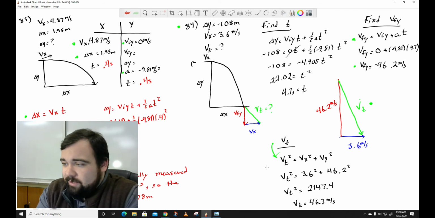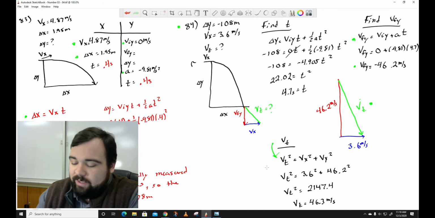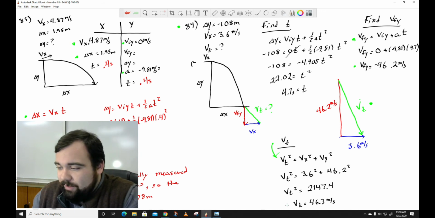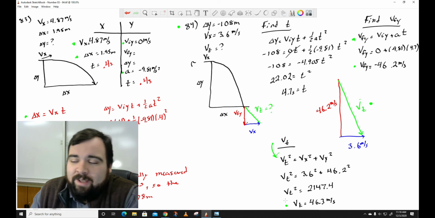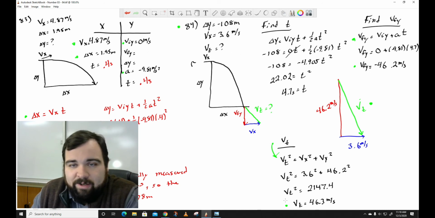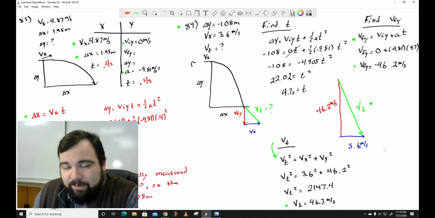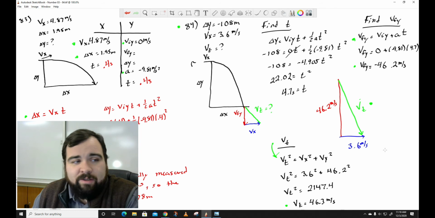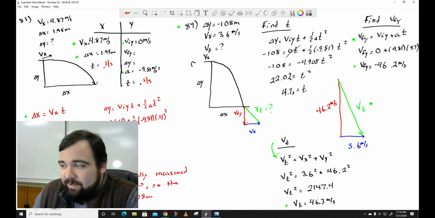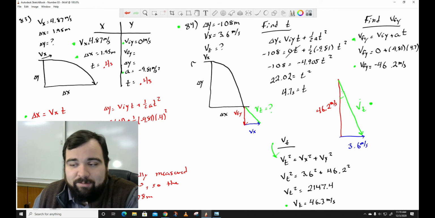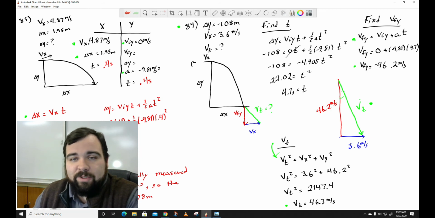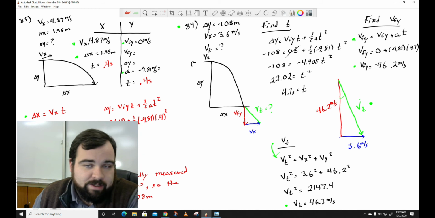Plugging in our 3.6 and our 46.2, we get a total velocity of 46.3 meters per second. And that's really not a velocity because we're not giving a direction to that right now. We're just saying it's a value. If we wanted to properly write that out, we would have to do a trig function to get this angle, or the angle below the horizontal, and then say our answer is 46.3 meters per second at blank degrees.